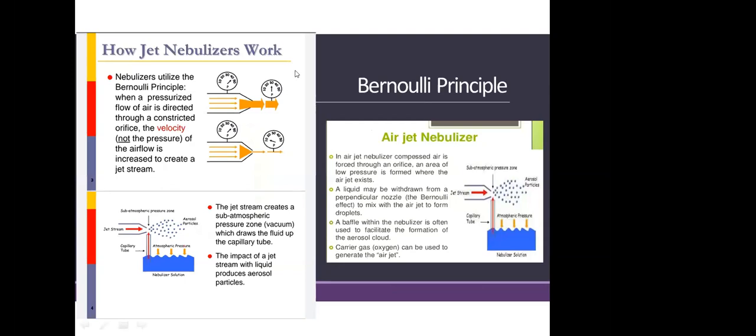The nebulizer works by the Bernoulli principle, whereby when pressurized air flow is directed into a constricted orifice, the velocity of the airflow is increased and creates a jet stream. When there is a jet stream over here, it creates a sub-atmospheric pressure zone that can attract the fluid and form the aerosol particles.